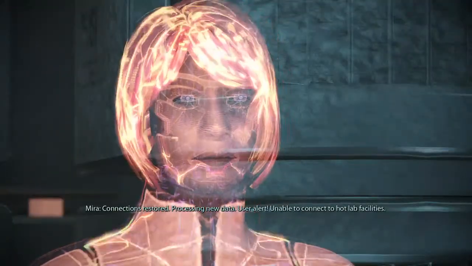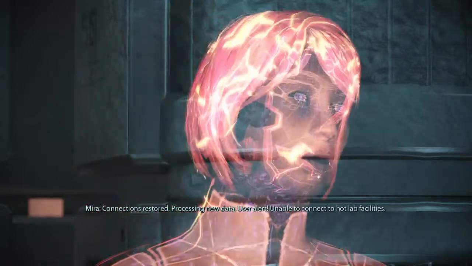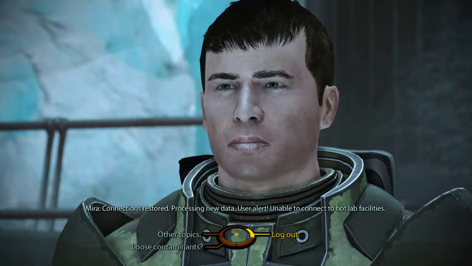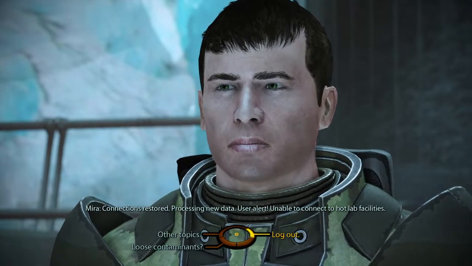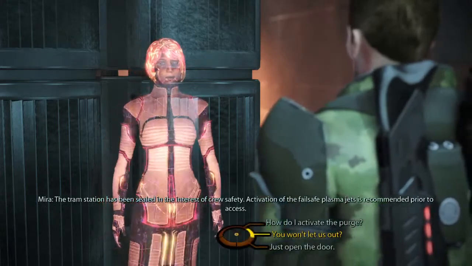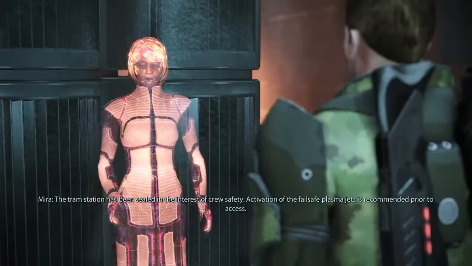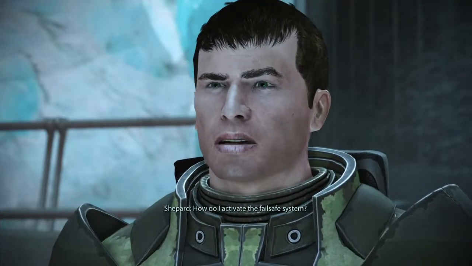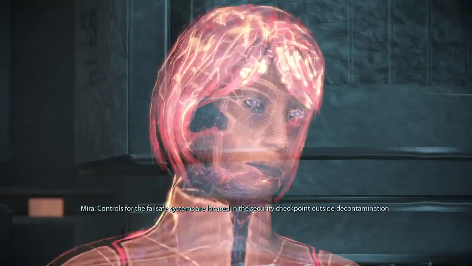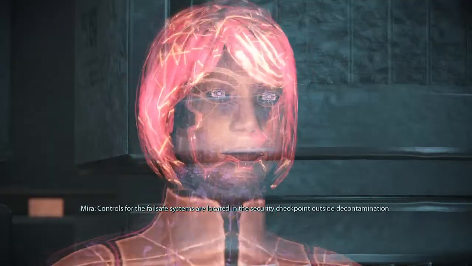Connections restored. Processing new data. User alert. Unable to connect to hot lab facilities. What's this about dangerous biological... The tram station has been sealed in the interest of crew safety. Activation of the fail-safe plasma... How do I activate the failsafe system? Controls for the fail-safe systems are located in the security checkpoint outside decontamination.